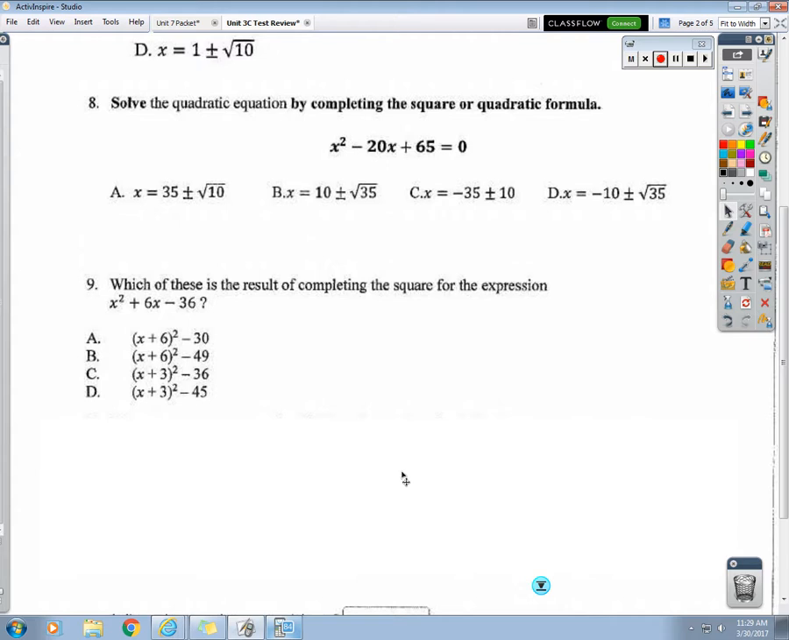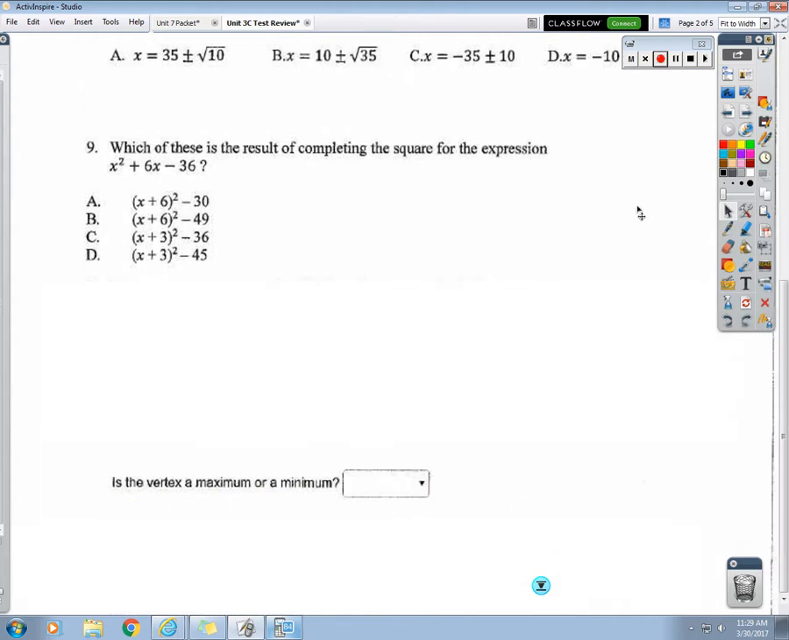Number 9. Which of these is the result of completing the square for this expression? Okay, so for this one, we're going to have to complete the square. X squared plus 6x minus 36, and I'm going to go ahead and set it equal to 0. Does anybody remember the first step for completing the square? Molly? Correct. You move the 36 to the other side. Well, to do that, don't you have to add it over? So it'll become x squared plus 6x equals 36.